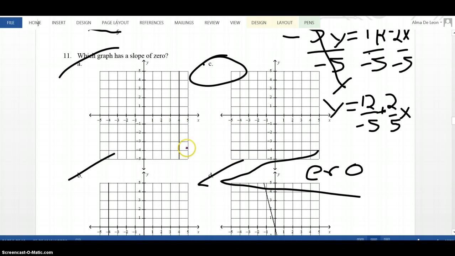Remember, straight up and down is undefined. A line that is simply just horizontal, like this one, can make a Z for 0, so that's 0.